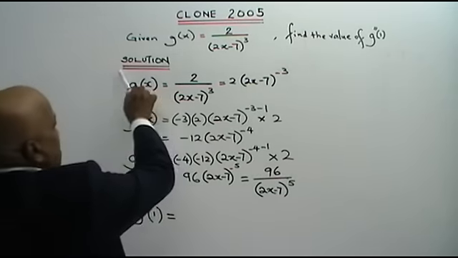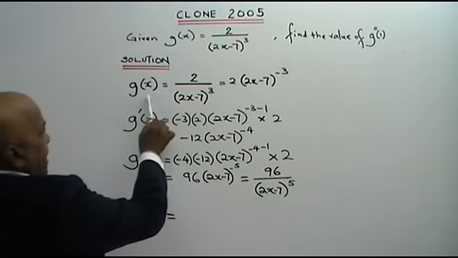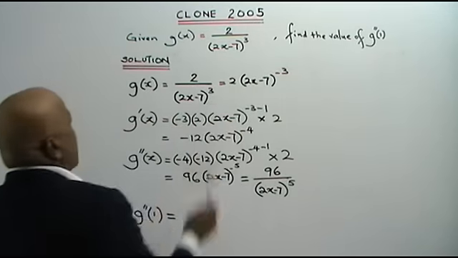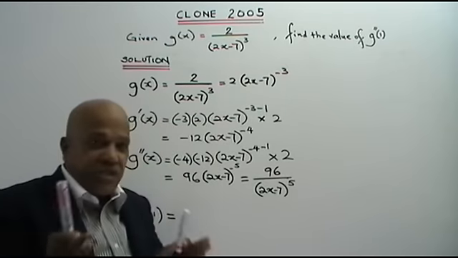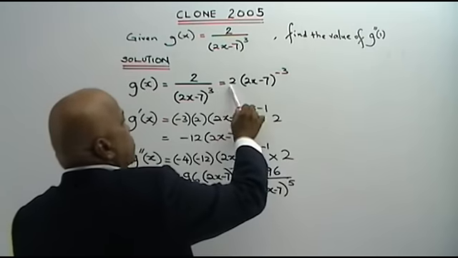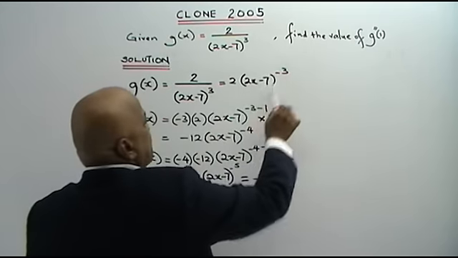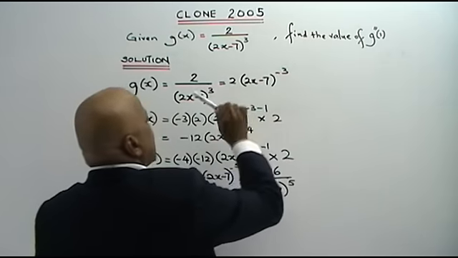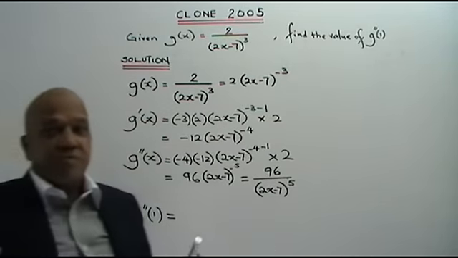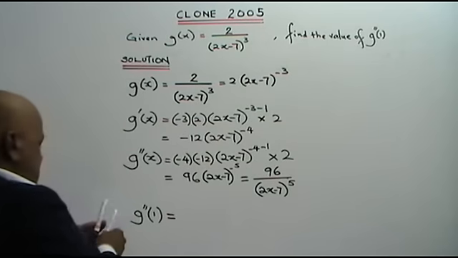Now the solution is like this: g(x) equals 2 over (2x minus 7) power 3. Okay, so before we do differentiation, we have to move this up. So we have 2 times (2x minus 7) power negative 3. 3 becomes negative 3. Okay.